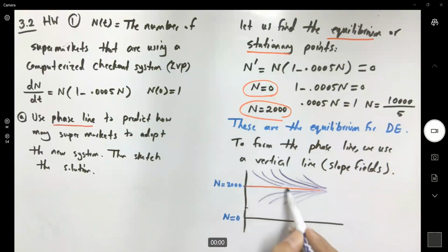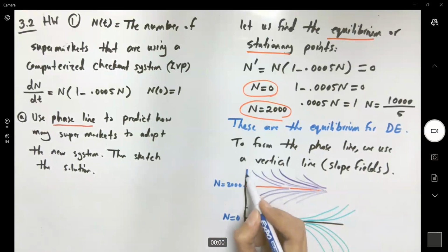So this is the behavior that we see from the slope field. That makes sense. We expect this to happen. Also for n equal to 0, as you saw, the solutions are diverging from this line. You're going far away from this line. Very well. So it seems like the solutions are converging to the line n equals 2000.